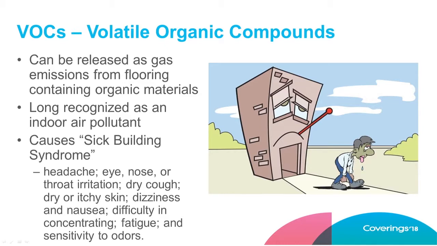VOCs are volatile organic compounds. These are found in any flooring materials that have organic compounds in them, such as adhesives, or mostly found in vinyl and carpet. These can be released from a few months after installation to a few years. VOCs can be released from the flooring as gas emissions, and through a period of time they accumulate and are absorbed into a building. They have long been recognized as an indoor air pollutant. They cause what is called sick building syndrome.